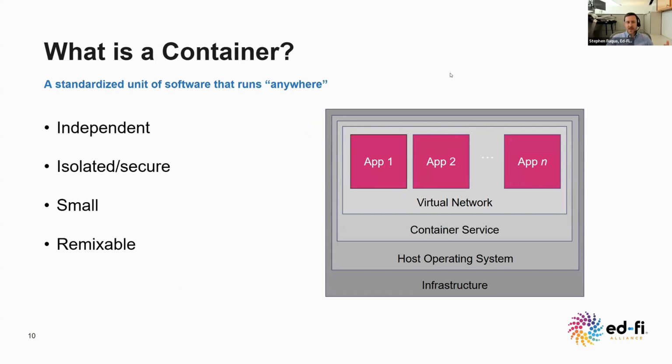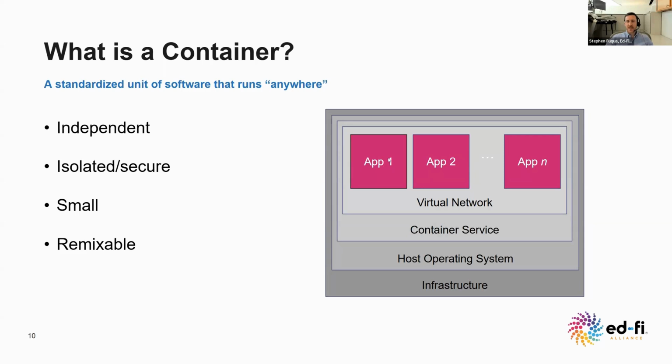So a container is a standardized unit of software that in theory can run anywhere. Docker talks about the containers being independent, isolated and secure, small, remixable. The independent meaning that you want to design applications with loose coupling between them. I like this: app one, app two, app n. So that's where it favors the microservice architecture, being really important here.